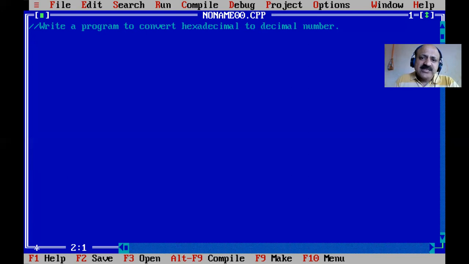So yes, decimal is 0 to 9, that is a base of 10, and hexadecimal number is 0 to 9 and capital A to F, so 16 digits, and that is a base of 16. So now we can understand one example with some paperwork. So always you have to do some paperwork and apply it to your C program.